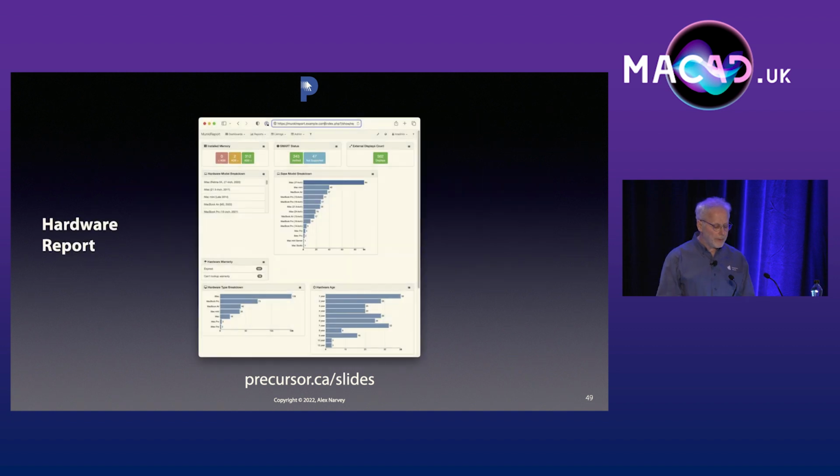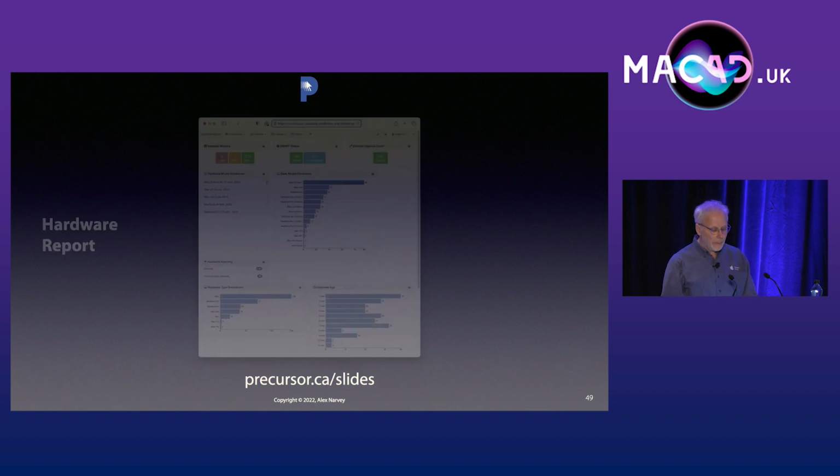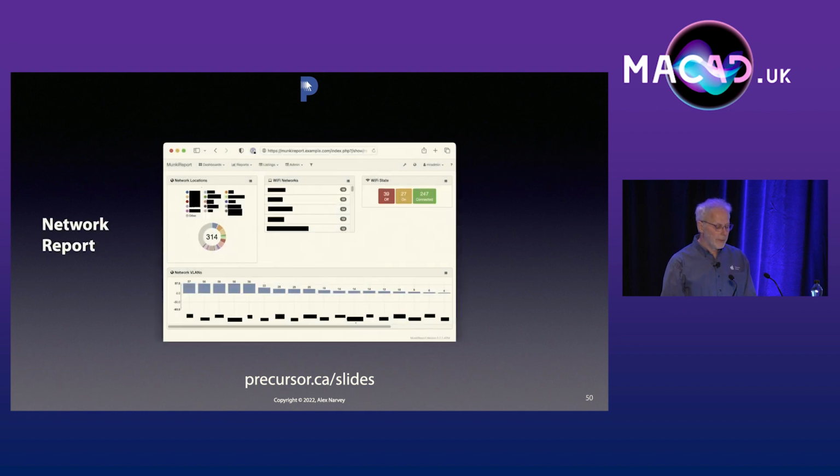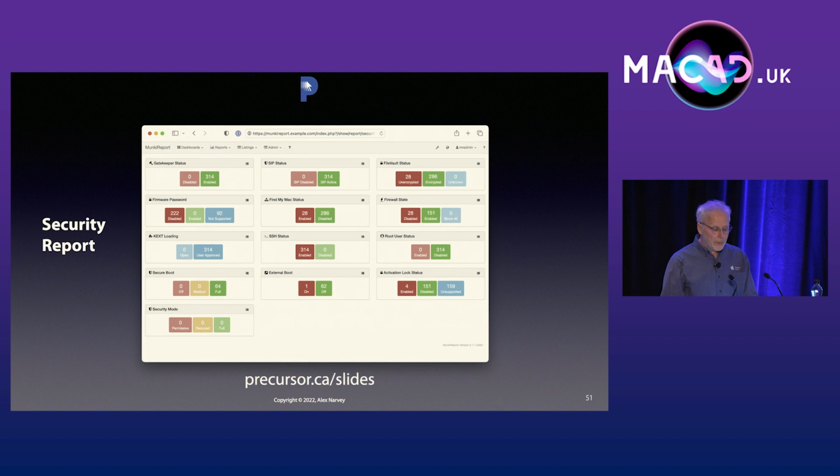The hardware report is excellent and gives you model breakdown, unit age, and configurations, and even shows external display information. The network report is also very rich. Just don't have all your client subnets set to 192.168.0.1.